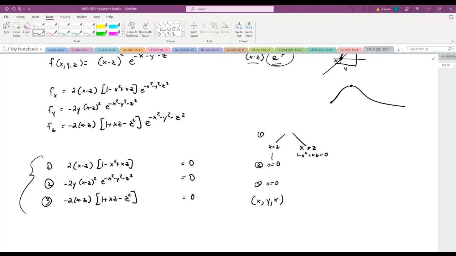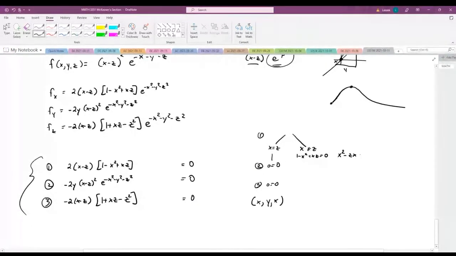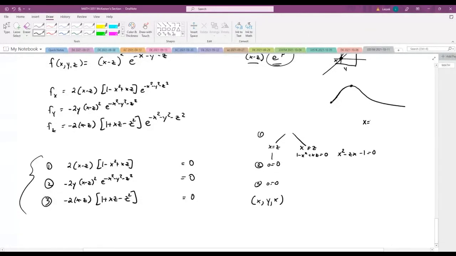What does this tell you about the relationship between x and z? We can solve this using the quadratic formula, but it's a bit too complicated. If I write this as x squared minus zx minus 1 is 0, I can quickly use the quadratic formula, sure. But actually, is there something less? Yes, you have to use the third equation.